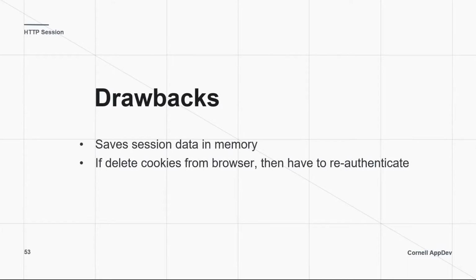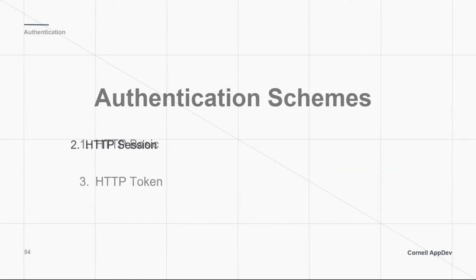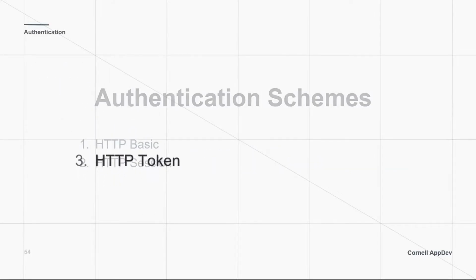If you delete your cookies, you're going to have to re-authenticate. You're still sending over your username and password relatively frequently, at least every so often as a cookie expires. And you have to save session data somewhere, right? You have to save the user's password and stuff somewhere, right? That brings us to 3, HTTP token.